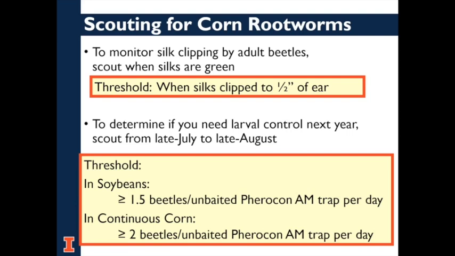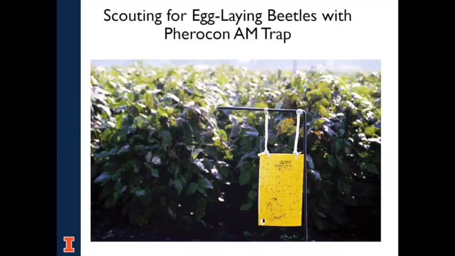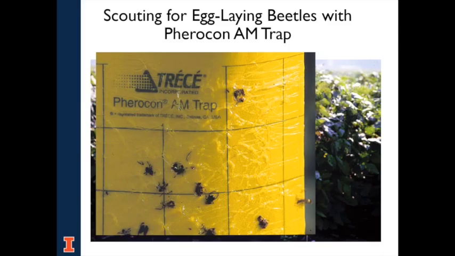The best way to determine the number of beetles per trap per day is to check traps weekly, then divide by the number of days since you last checked that trap. Here's an example of a sticky trap in a soybean field. Place your sticky traps at canopy level in soybeans and about ear height in corn. And here's a close-up of a sticky trap that's been in the field for about a week.